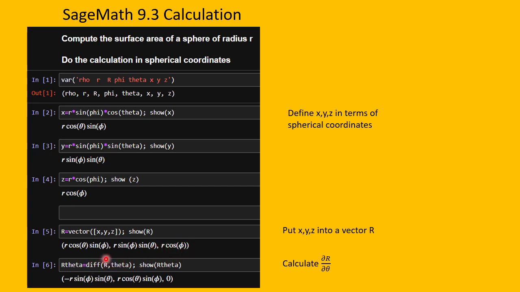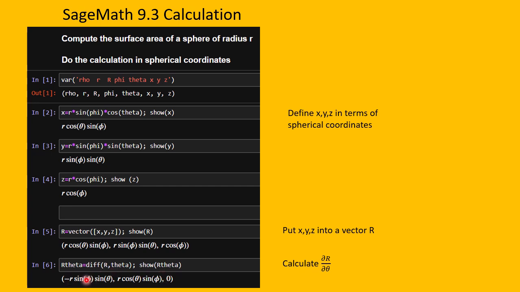The next thing we're going to do is to differentiate r with respect to theta. We're going to calculate the partial derivative of r with respect to theta. So to differentiate it, we'll use the command diff. We're differentiating that vector valued function with respect to theta, and then we're showing what this function r theta, that's the name I give to this derivative, is. And it turns out to be minus r sine phi sine theta, r cosine theta sine phi, and 0.